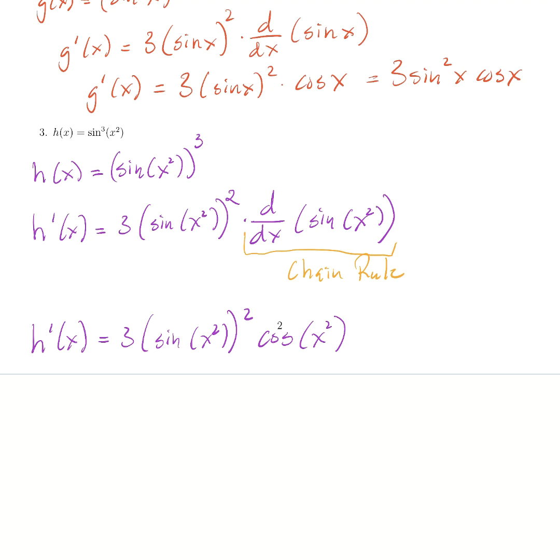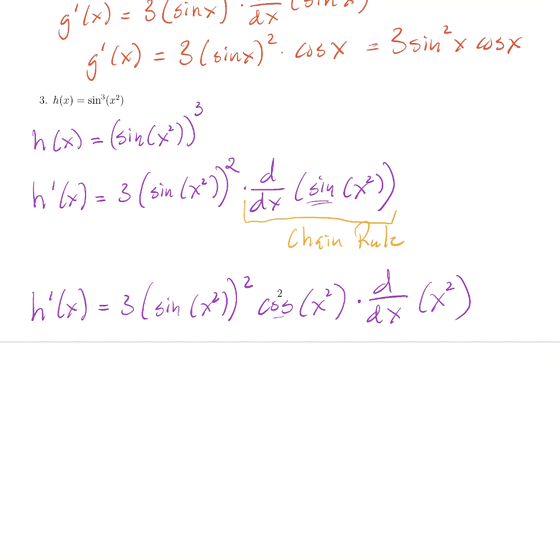The outer function was cubed. We took its derivative, left the inner function alone. Here, the outer function is being played by sine. Its derivative is cosine. The inner function is x squared. It gets left alone. But we do need to multiply by its derivative, and that is a derivative we can take without needing the chain rule. So we have 3 (sine of x squared) squared times cosine of x squared times the derivative of x squared, which is 2x.